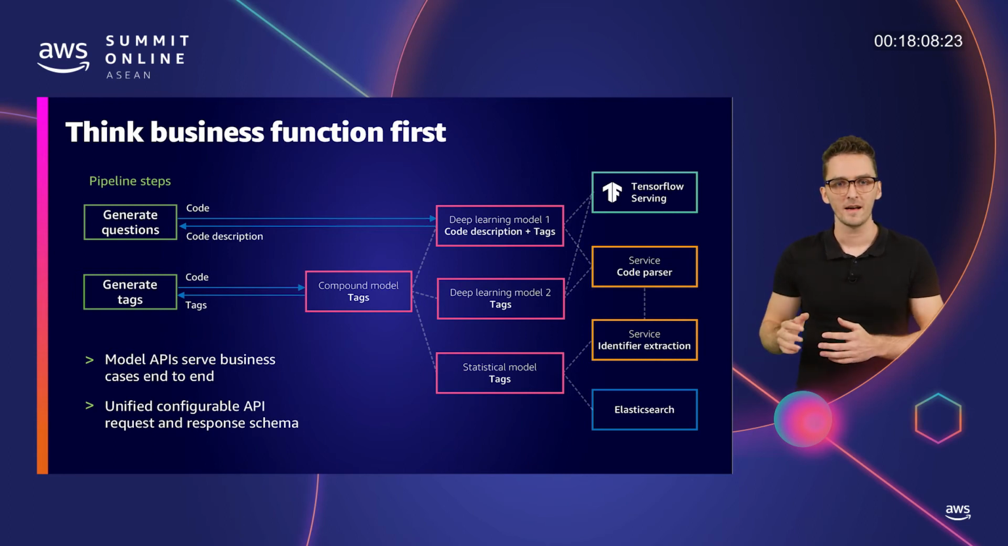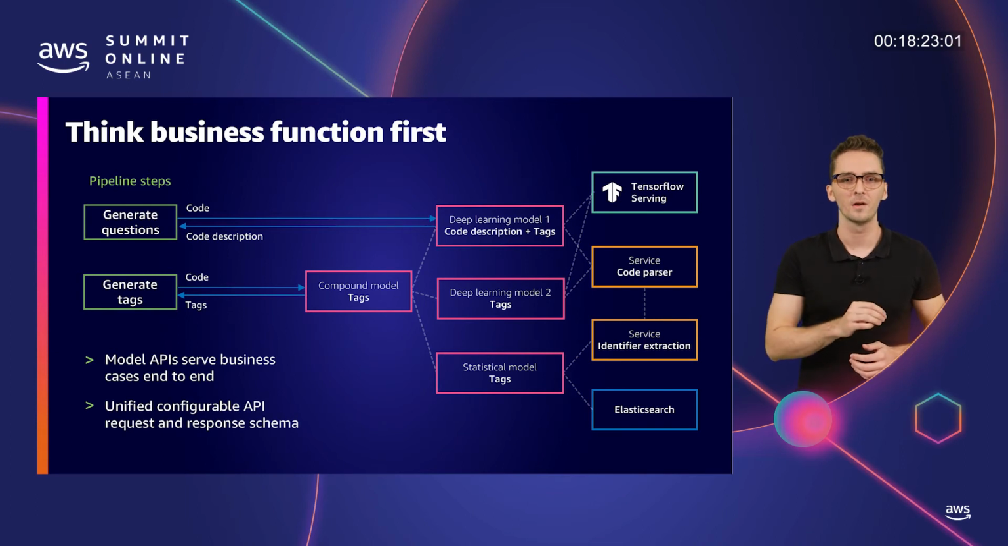To generate our tags, we use a composition of various models. These models use multiple downstream services, such as TensorFlow Serving, code parsers, or even Elasticsearch. Although these submodels are available standalone, we have a compound model that combines them, again, end-to-end.